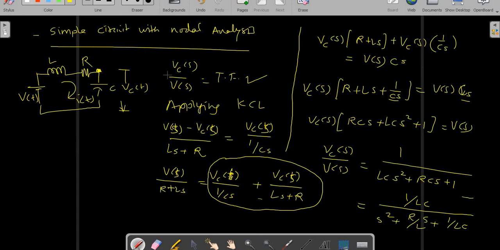So we have seen the simple circuit with mesh analysis and the simple circuit with node analysis. Next session we will consider a complex circuit with mesh analysis and a complex circuit with nodal analysis. Okay, thank you.